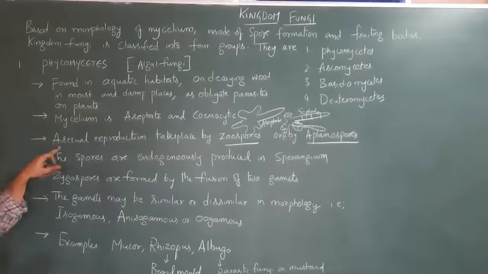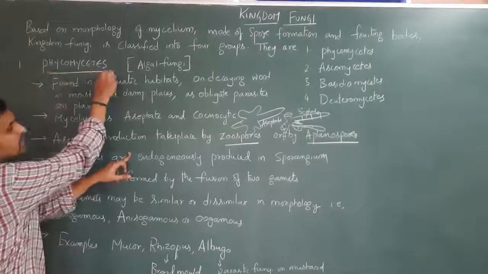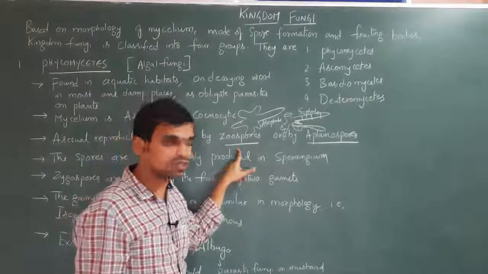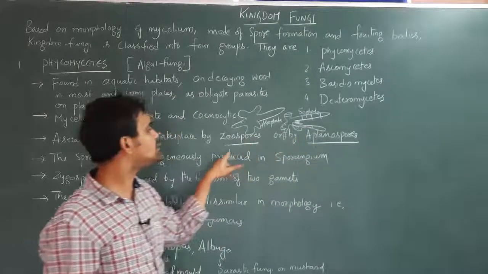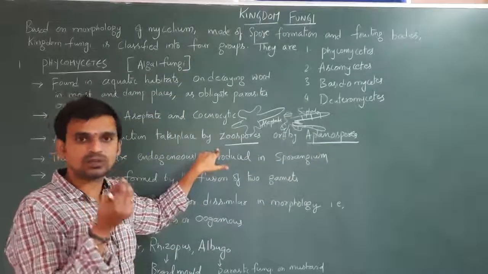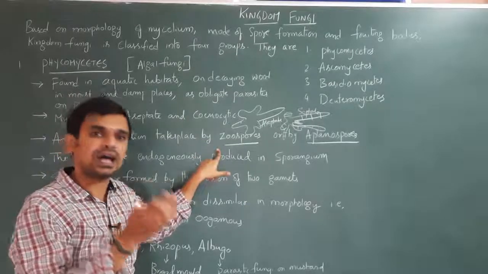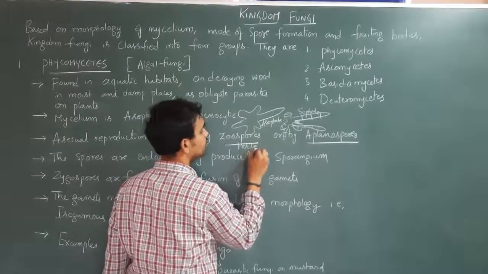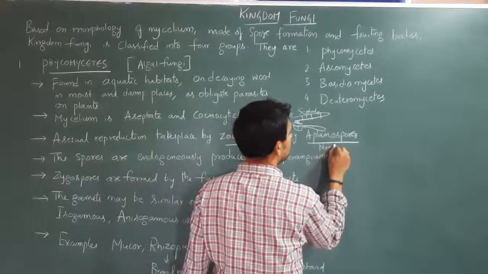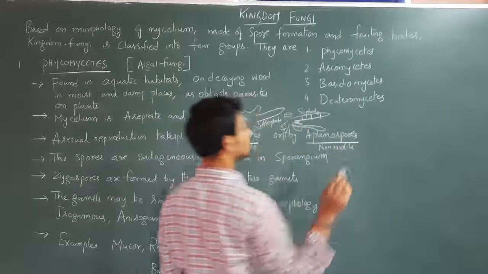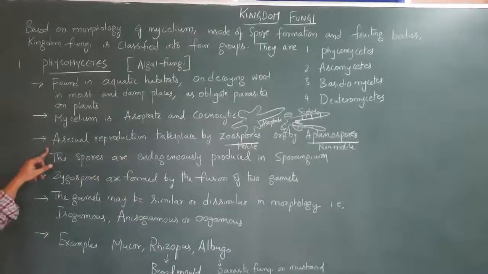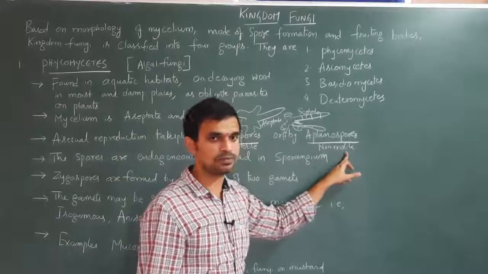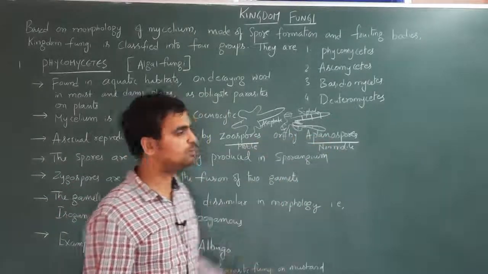Now, how does asexual reproduction take place in case of phycomycetes? In phycomycetes, asexual reproduction takes place by zoospores or by aplanospores. Here the zoospores are motile. Once the spores are formed, they can move from one place to another. Motile means they can move. Aplanospores are non-motile, they cannot move. That you should remember.